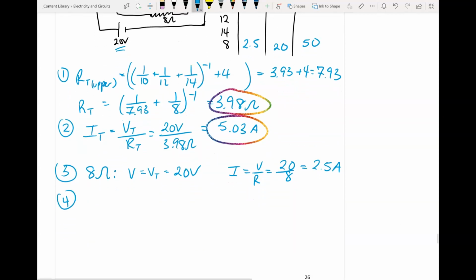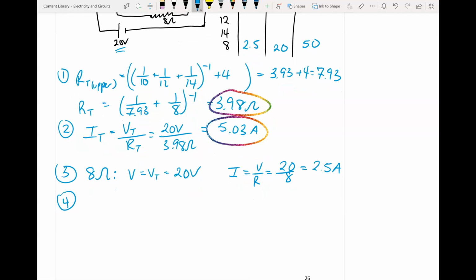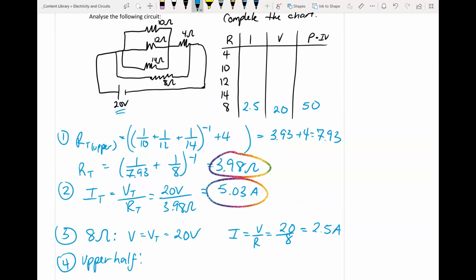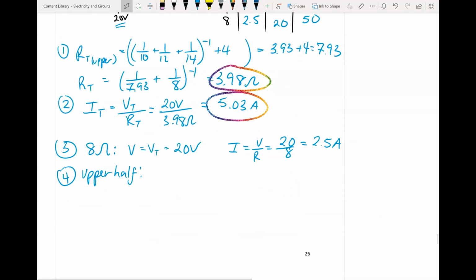The next one. Let's just focus on the upper half. And that upper half again is the 3 that are parallel, so the 10 ohm, 12 ohm, 14 ohm, and then we also have the 4 ohm. So for the upper half, we're going to look at R for our resistance total, and we found that already. That's 7.93. We're going to have to use that information again, and we're also going to find the current that is in the upper half.